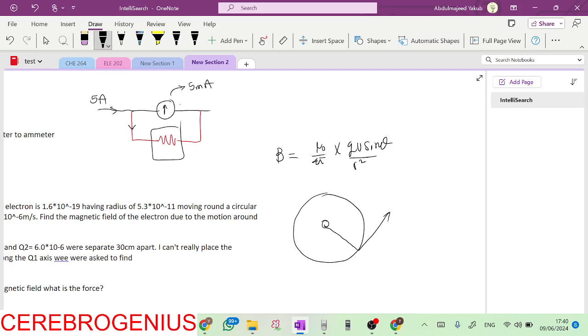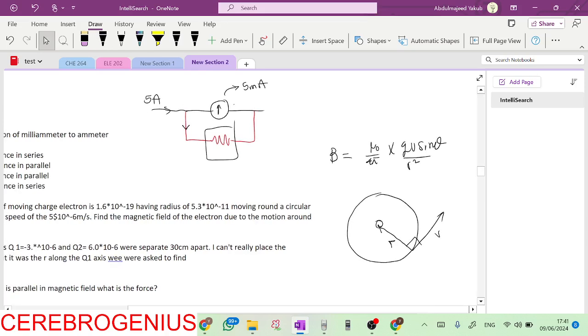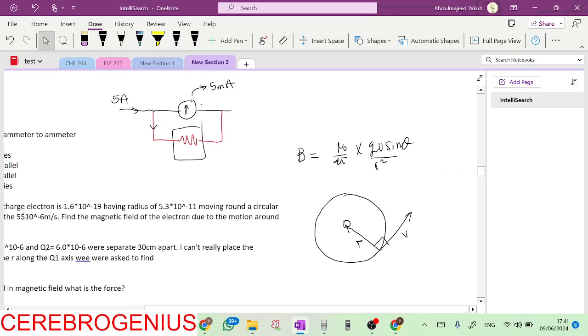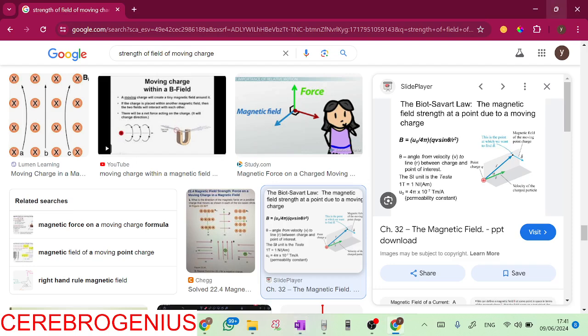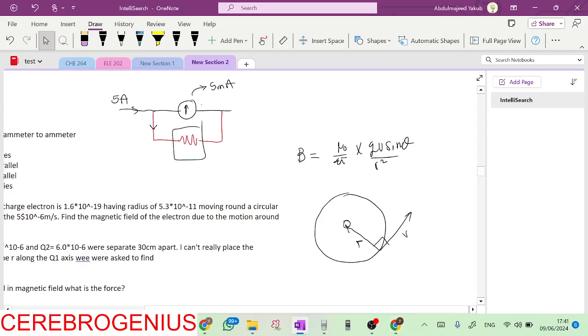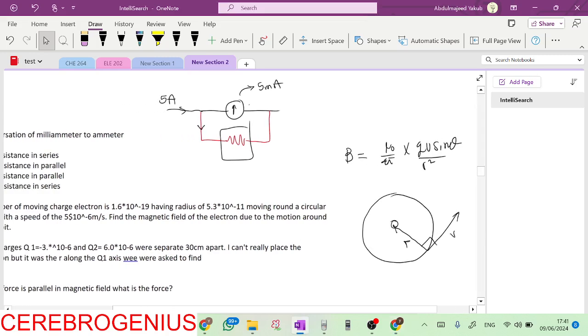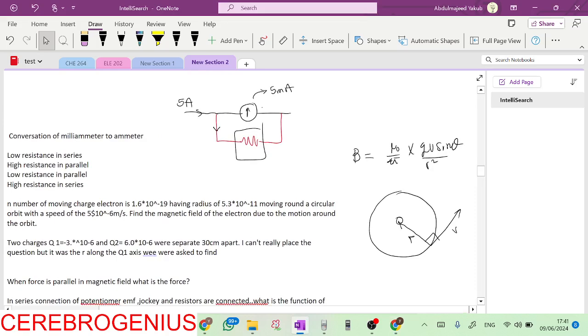So this line represents your r, right? This line represents your v. So this angle between them is what? 90 degrees. So sine 90 will be 1. So just substitute the other ones into the formula and you have your answer. So mu naught should be 4 pi times 10 to the power minus 7. I've forgotten all these values. Yes, 4 pi times 10 to the power minus 7. So that's the value of mu naught. So just input everything into the formula and you should have your answer.